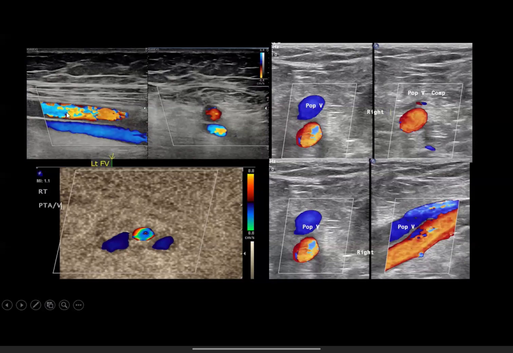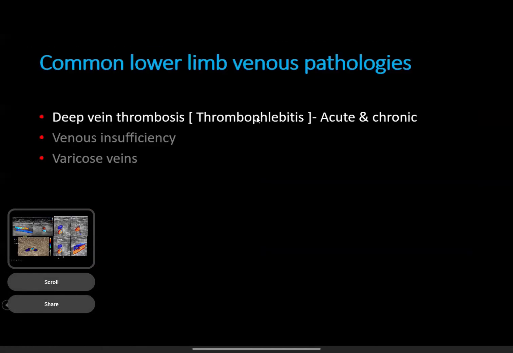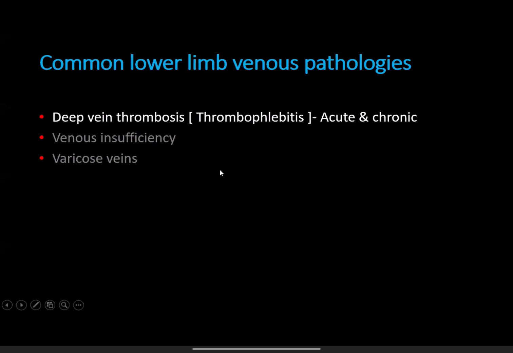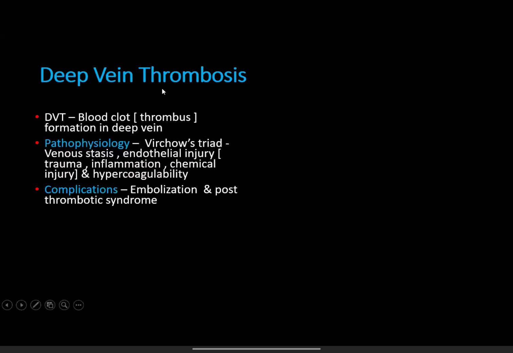Now, common pathologies can be deep vein thrombosis or thrombophlebitis, acute or chronic, venous insufficiency, and varicose veins. These are three important pathologies. Deep vein thrombosis includes basically formation of a blood clot or thrombus within the venous system, or within the vein.